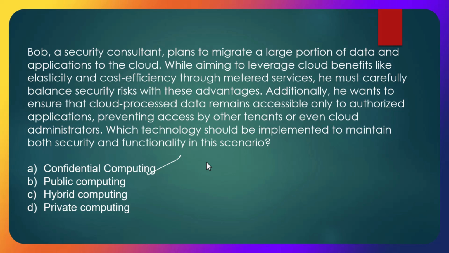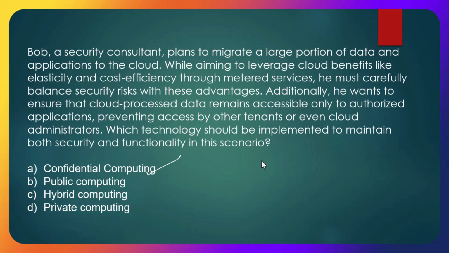Many providers have already implemented it: Azure, AWS, GCP, they have all introduced confidential computing. For example, if you go to Google and search for Azure confidential computing, you will get a good idea about it. But as CCSP is vendor neutral, we are not going to discuss that. But what is confidential computing?